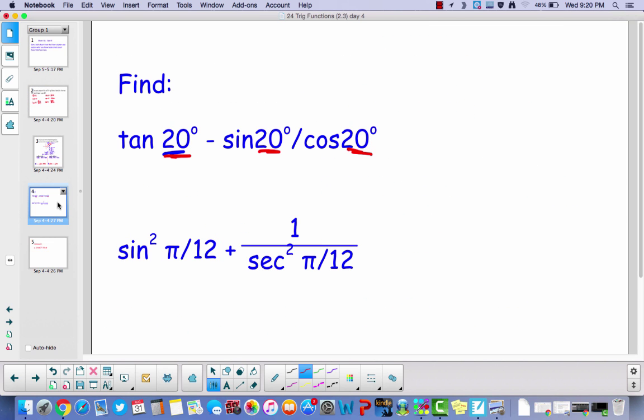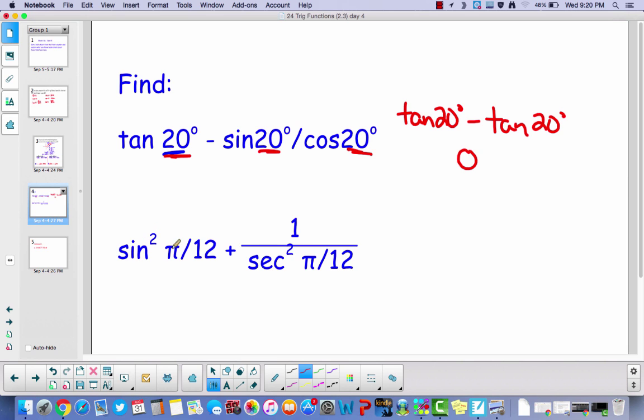So what is a substitution that you can make? Well, sine over cosine is the same thing as tangent. So I have the tangent of 20 degrees minus the tangent of 20 degrees. And we're going to do this without a calculator. Well, what is the tangent of 20 degrees minus tangent of 20 degrees? I don't know what it is, but when I subtract two equal things, I get 0, don't I?